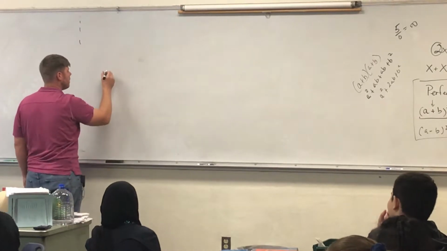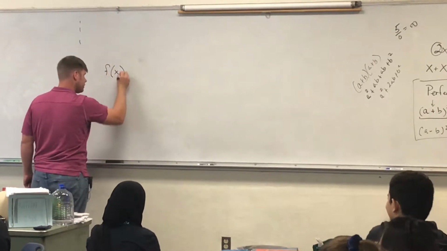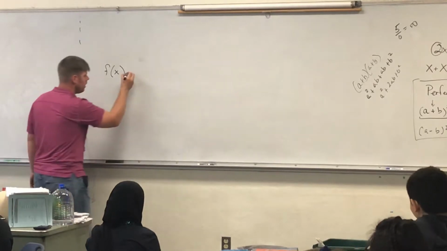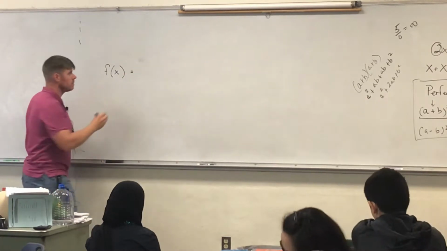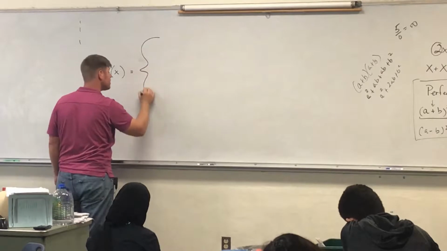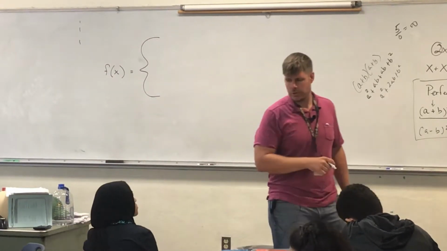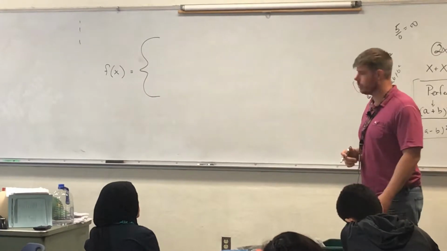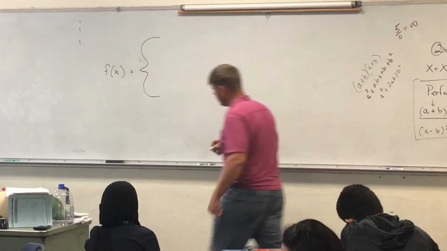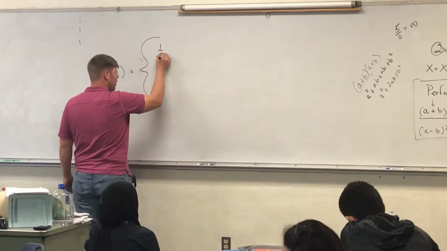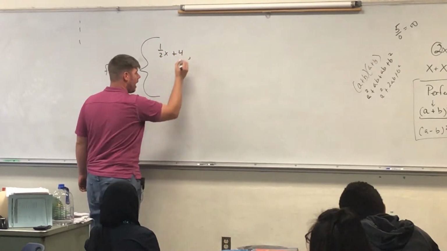All right, so here we go. So f of x is equivalent to, and then we have this. Also, a great question came up last period. Just in case you don't ask it, I'm going to share it with you because it's a goodie. Here we go. 1/2 x plus 4, comma.